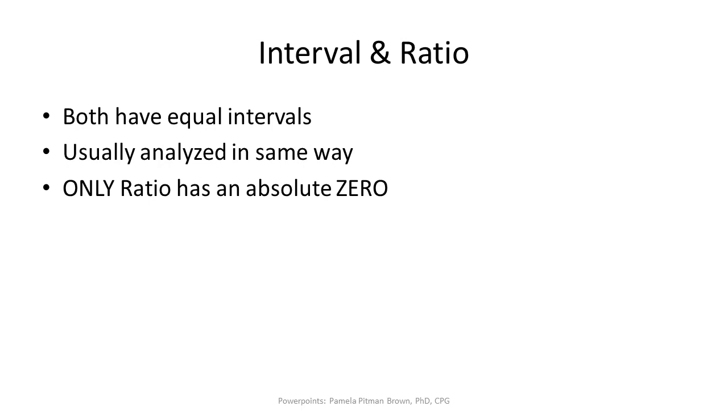Now let's look at interval and ratio. So within interval and ratio levels of measurement, we know that both have equal intervals. They're usually analyzed in the same way, but only ratio has an absolute 0.